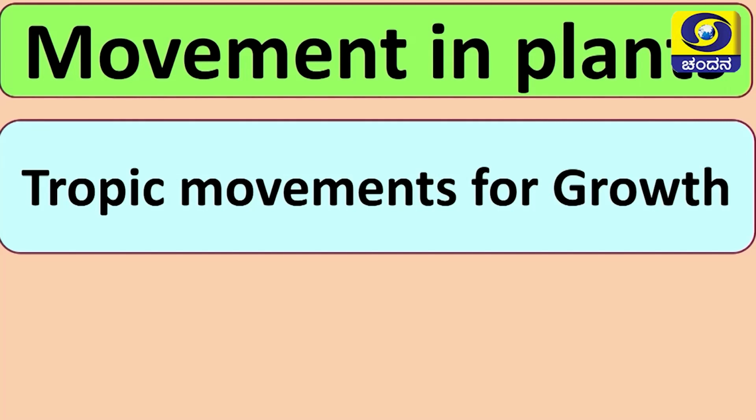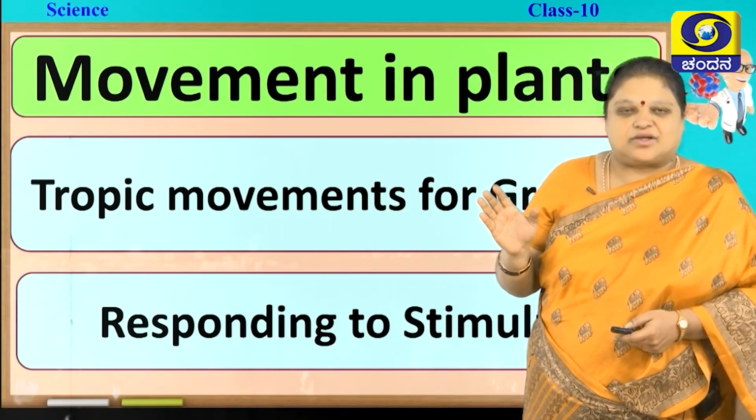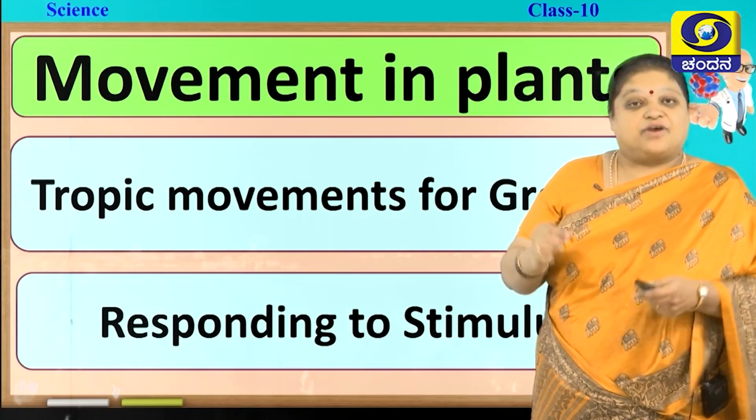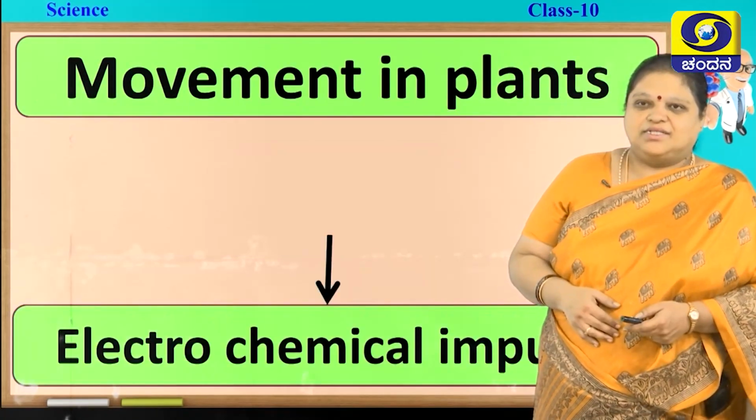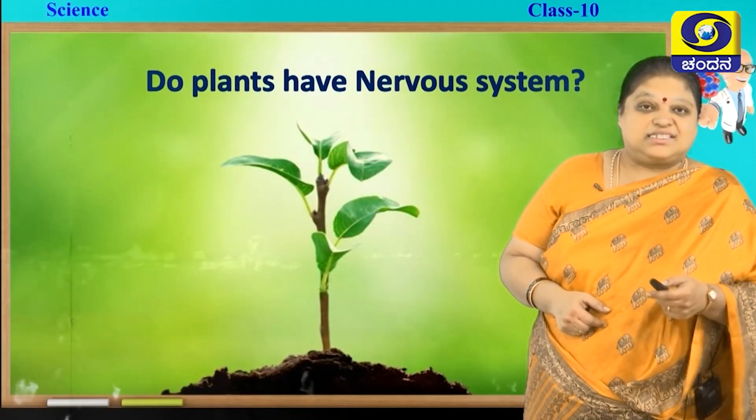Now, let us concentrate on movements in plants. These movements in plants are tropic movements meant for growth. Not only that, you also find responding to the stimulus present in the plants. Now, we will concentrate on how movements will take place for the purpose of growth. See, how the messages move in the plants is because of responding to stimuli that is done by electrochemical impulses. So, how is this electrochemical impulse achieved?